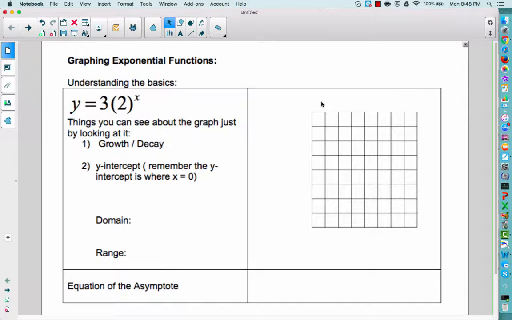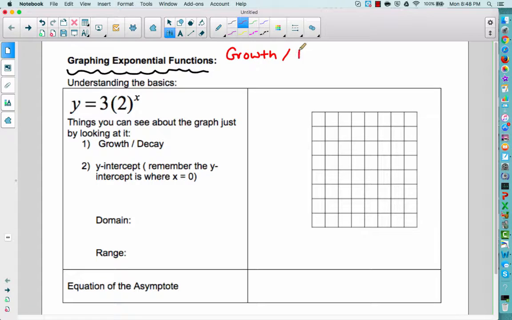Hello, so today we're going to be graphing exponential functions. I know that sounds so fun. So in class today we were talking a little bit about the exponential function and its graph. And we talked about whether or not an exponential function was exponential growth or decay. Okay, so we talked about growth or decay.